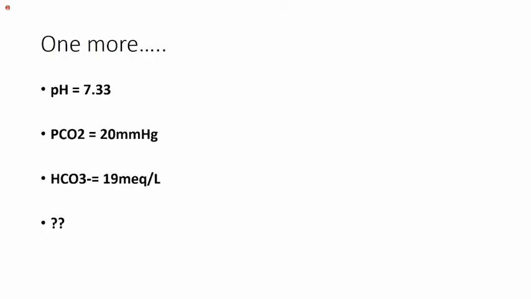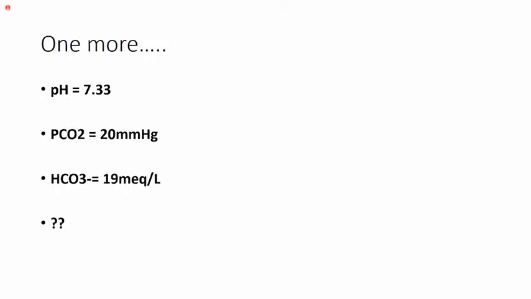The PCO2 is also 20 millimeters of mercury, which the normal range we said is 35 to 45. So the PCO2 is low. The bicarbonate is that, sorry, before you move, is that in keeping with a respiratory acidosis? No, it should have been higher than 45 if it was a respiratory acidosis, correct?